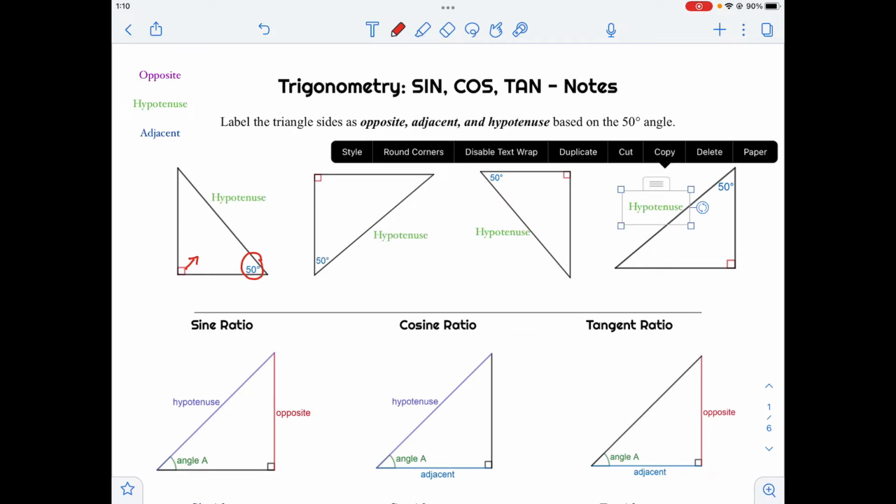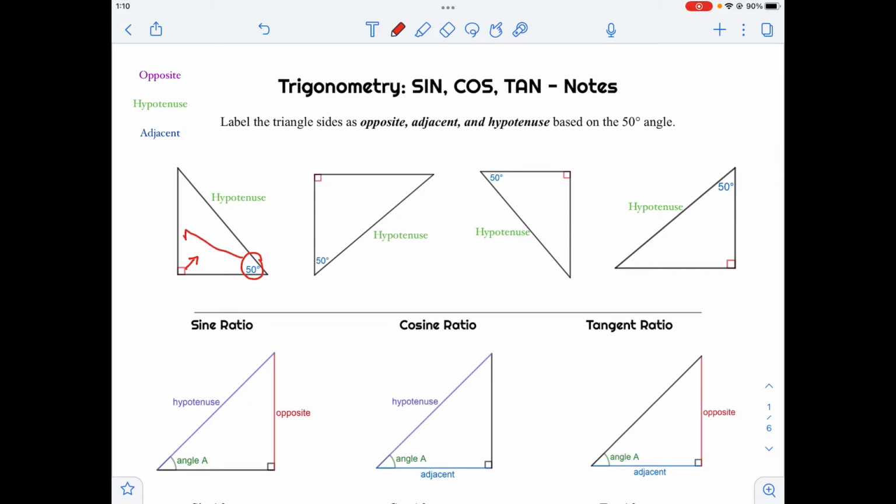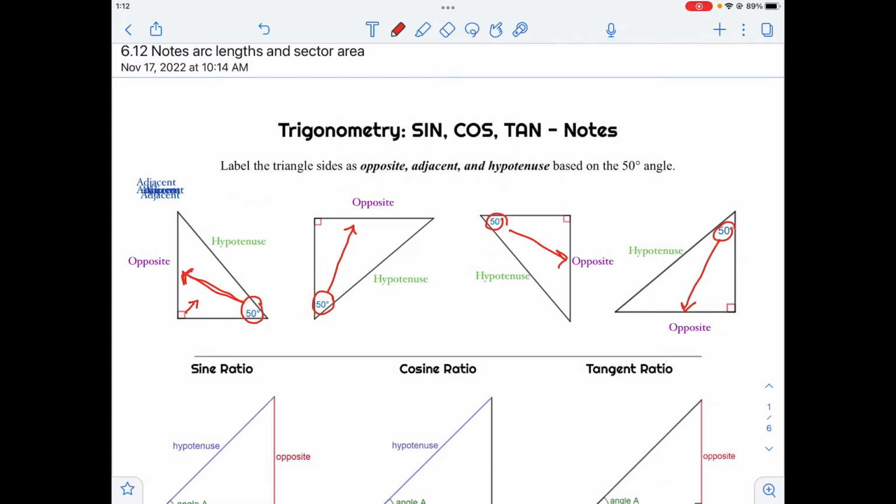With our opposite and adjacent, it depends on what angle we're talking about. So for this particular one, 50, opposite is going to be across from it, here, across from it, and here, across from it. Now with our adjacent, it depends on where our angle is as well. Adjacent means right next to. It's almost like a highway, and then there's a little side road that runs parallel with the highway. Those are adjacent roads.